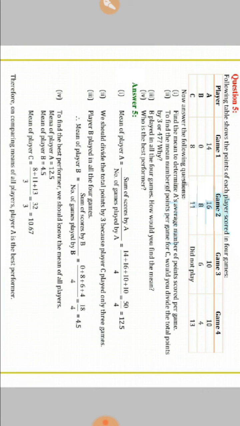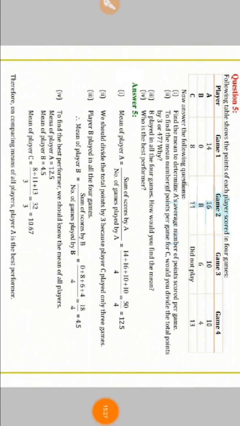Second question, find the mean number of points per game for C. Would you divide the total points by 3 or 4, and why? B played in all the 4 games. How would you find the mean? Who is the best performer? These are the kinds of questions there.